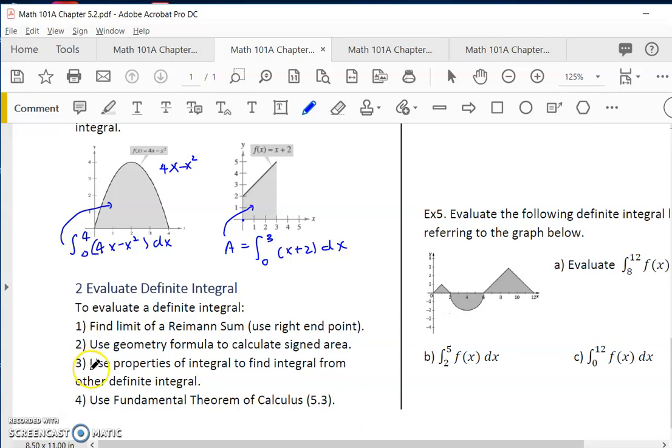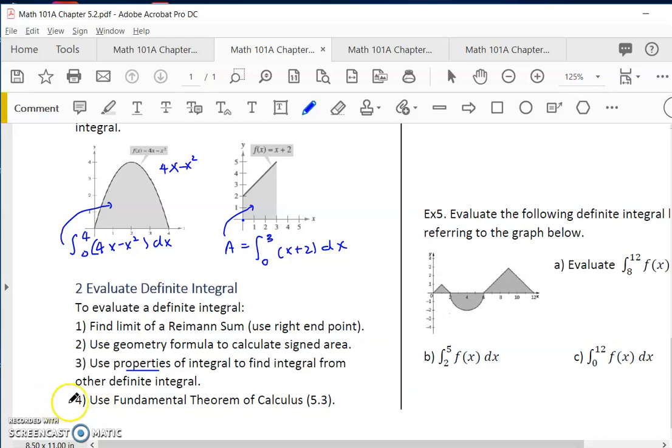The third way is to use properties of integrals to find an integral from other definite integrals. So that means suppose earlier we found a function and we already know this area, someone did the limit for us or whatever, and then we can use this to find some other one. So properties of a definite integral, we'll talk about this.